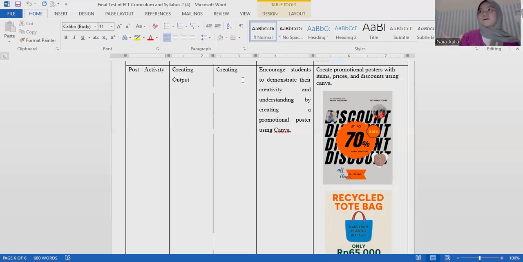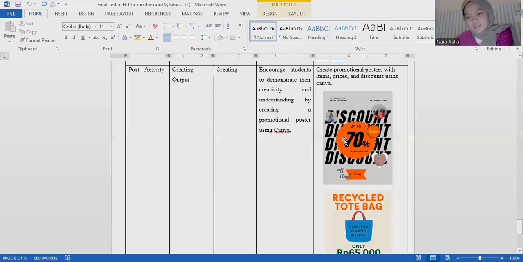So they can draw or create a promotional poster appropriately, because they have the knowledge before. This encourages students to demonstrate their creativity and understanding by creating a promotional poster. My activity is that I want my students to create a promotional poster with items, price, and discount using Canva. And this is the example poster that I give them.